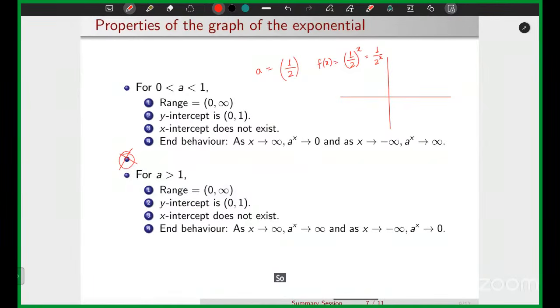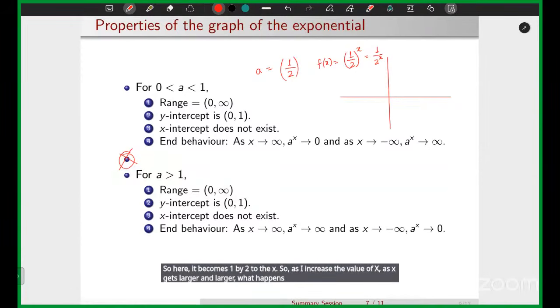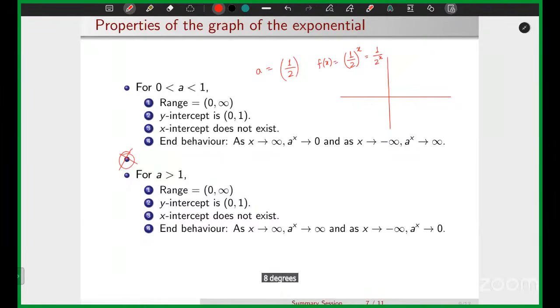So here it becomes 1 by 2 to the x. As I increase the value of x, as x gets larger and larger, what happens to the value of f of x? It decreases. It gets smaller and smaller. Does it go like this, smaller and smaller, or what? No, it tends to 0. It always stays above 0, right? It's half to the power of something.